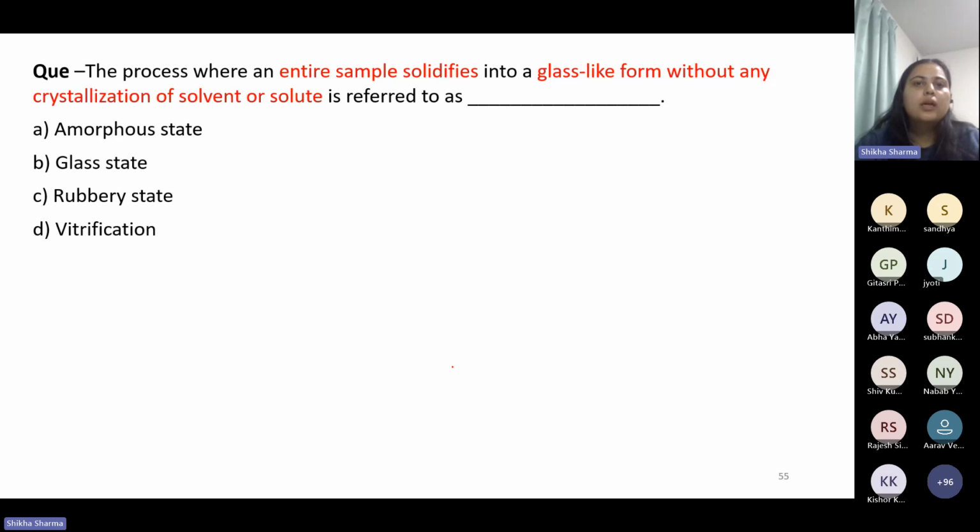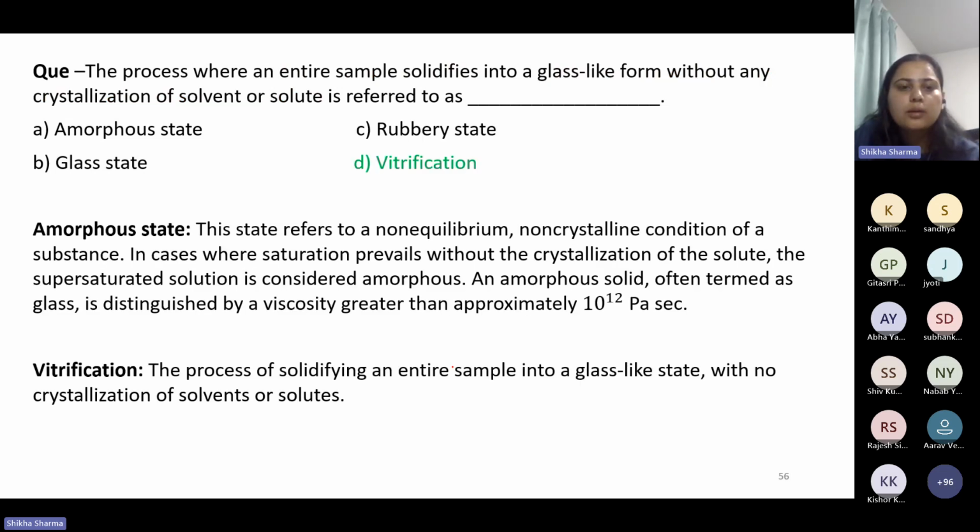Next is the process where an entire sample solidifies into a glass-like form without any crystallization of solvent or solute. The form is like a bowl, the amorphous. Amorphous state, ma'am. We want to know the process, in which process it happens. Vitrification. D, ma'am. Yeah, it's vitrification, because there is no crystallization of the solvent or solute particles. Still it solidifies and forms like glass, the whole amorphous state, right?